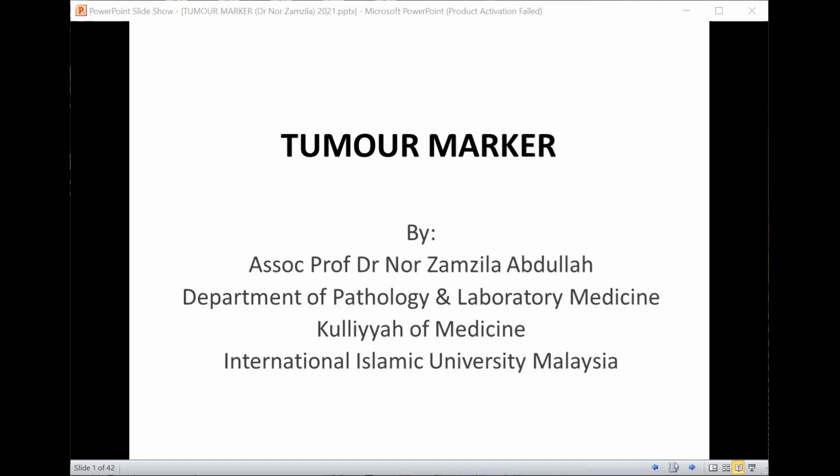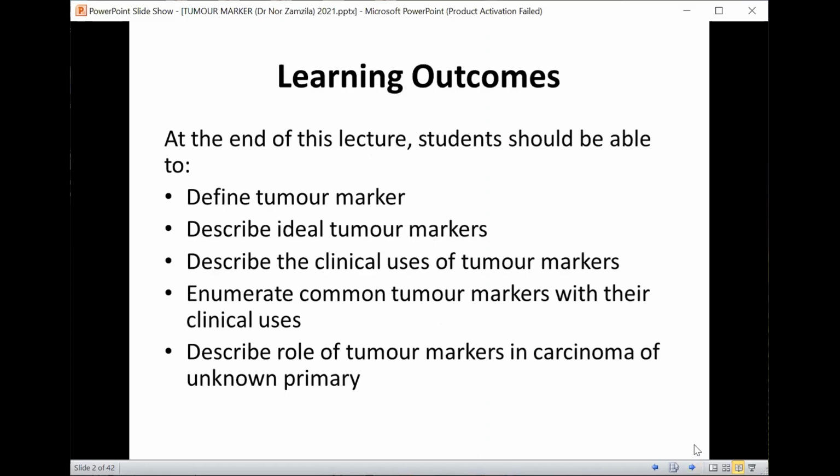Alright, okay. So we continue our lecture on Tumour Marker. This is our learning outcome for today's lecture on Tumour Marker. We're going to define Tumour Marker, what is an ideal Tumour Marker, the use, some common Tumour markers, and also the role of Tumour markers in carcinoma of unknown primary.